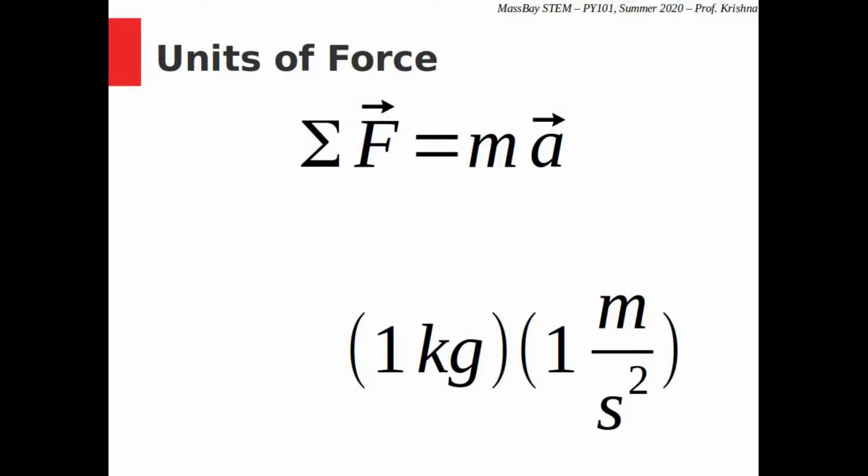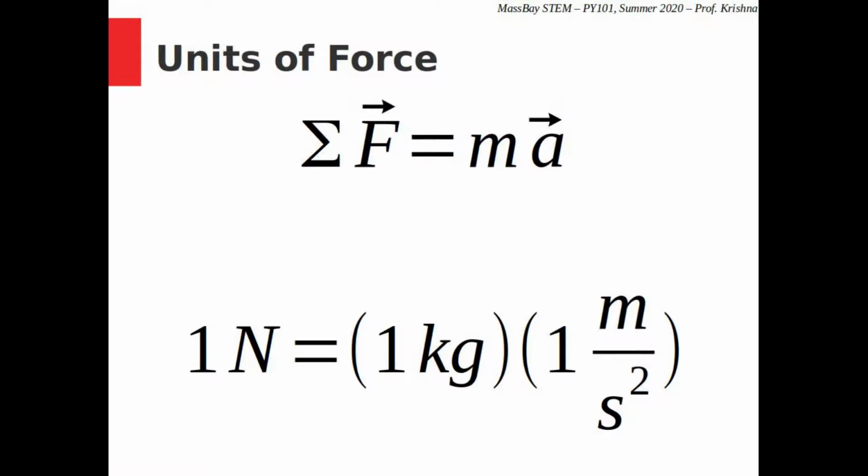Mass is measured in kilograms, and acceleration is measured in meters per second squared. So the units of force must be the product of those individual units. But it gets a little awkward saying kilogram meters per second squared over and over. Instead, we call the unit the Newton. Force is measured in newtons.